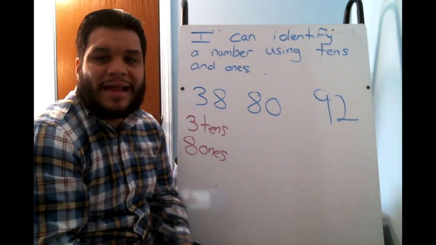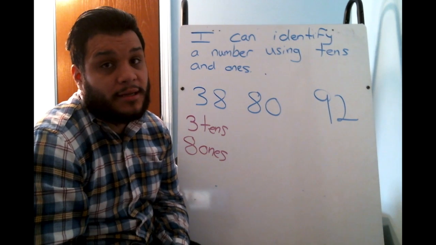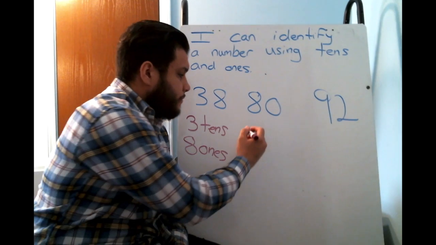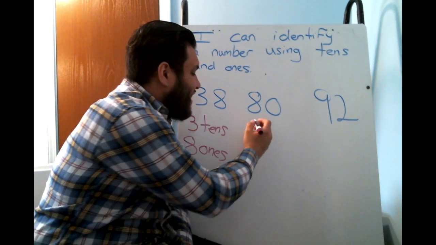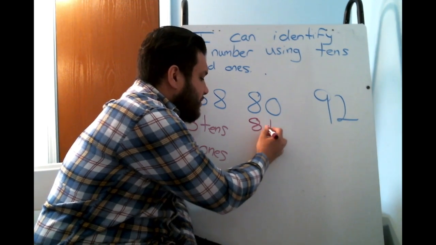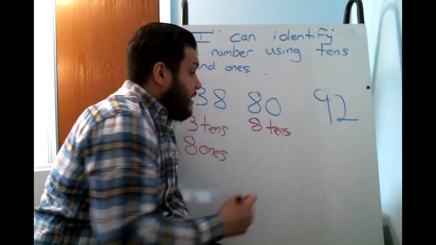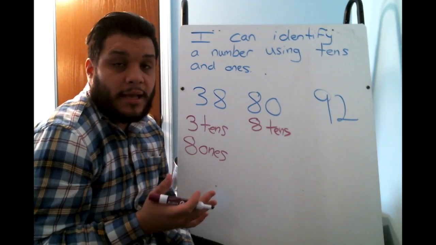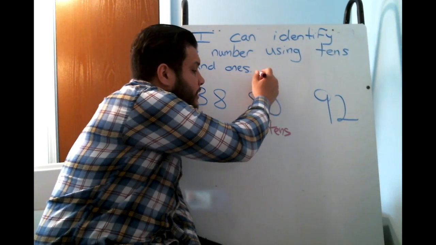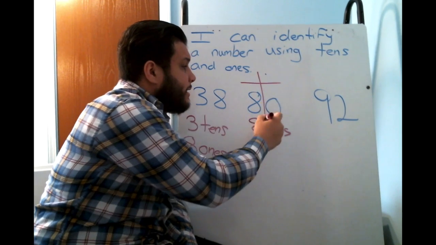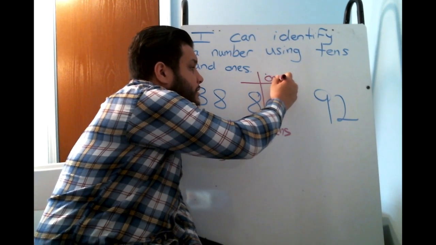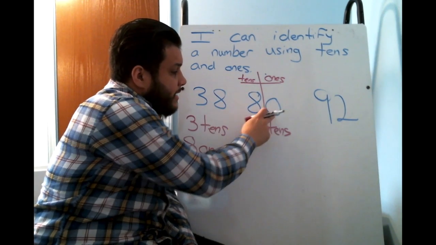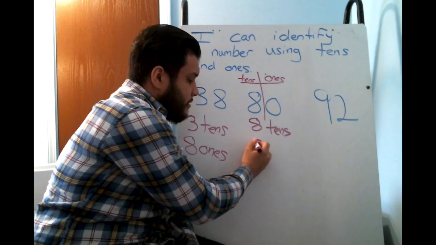What about the number 80? 80 is interesting. Don't get confused. How many tens does 80 have? Yes, 8 tens. Now, how many ones? Okay, if we're struggling, one thing that I like to do is just draw a line down the middle and label. This is my ones place, this is my tens place. I have 8 tens and 0 ones.